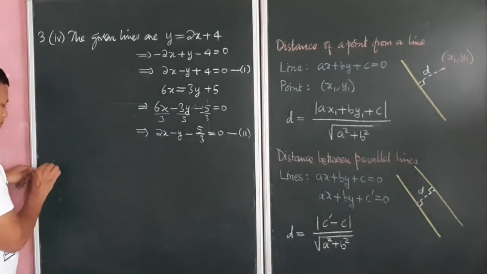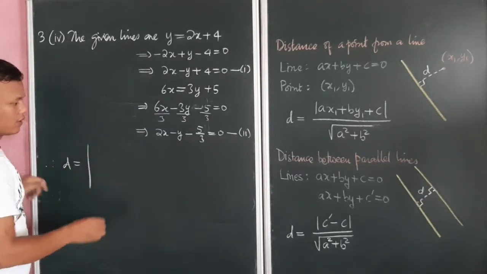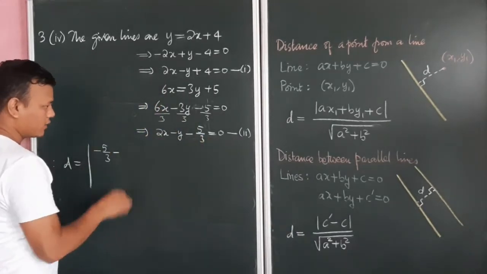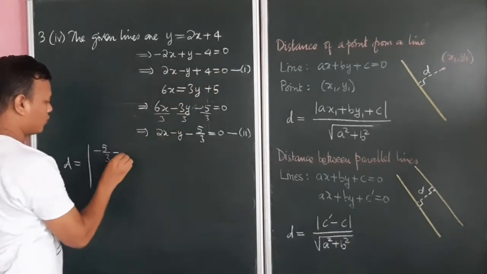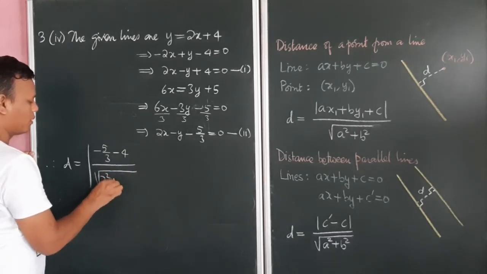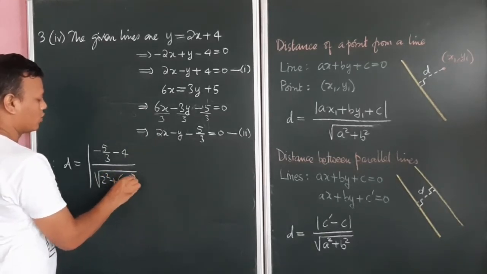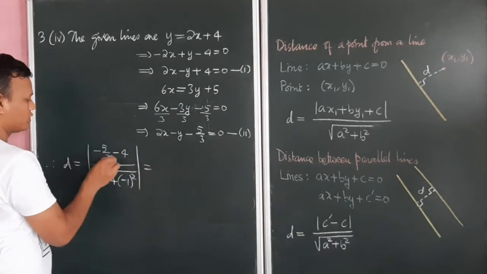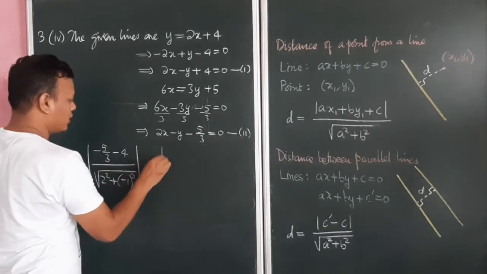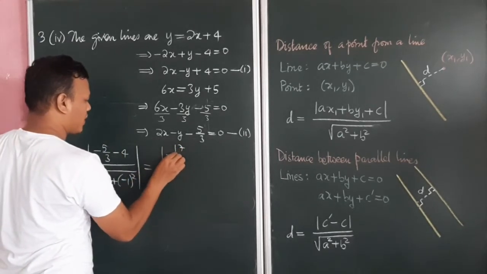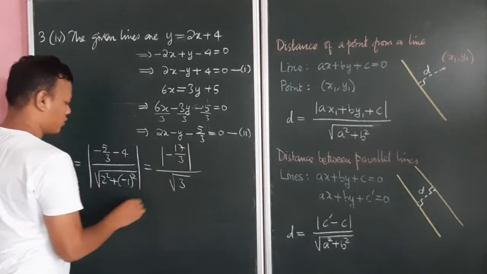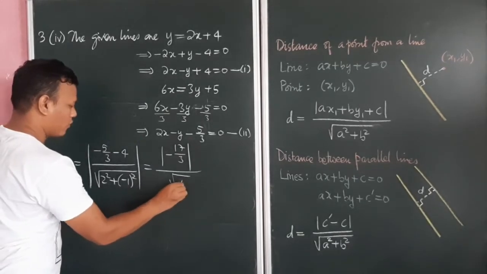So we have c dash is minus 5 by 3. So minus 5 by 3 minus c, c is 4, whole divided by the square root of a square plus b square, which is the square root of 2 square plus minus 1 whole square. Okay, so let us quickly calculate this. So this is minus 12, so minus 12 minus 5, that is minus 17 by 3, whole divided by the square root of 5, yes.